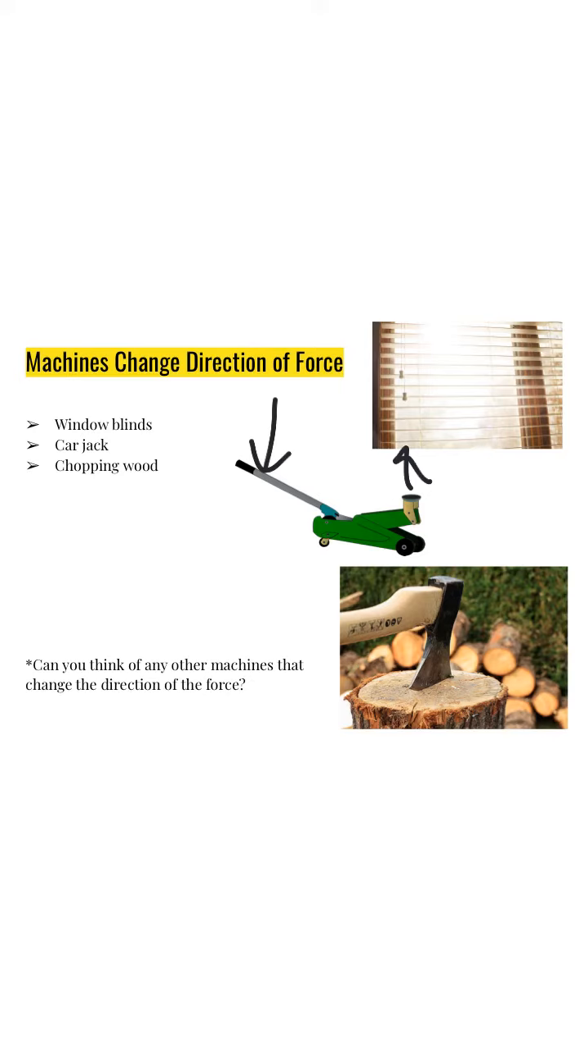If you've ever chopped wood, or seen someone chop wood, you apply a force downward on the axe, and then the axe splits the wood. It makes the force change into a horizontal direction, making the wood go apart. So think about other machines that might change the direction that you have to apply the force.